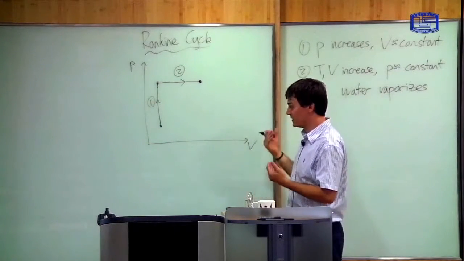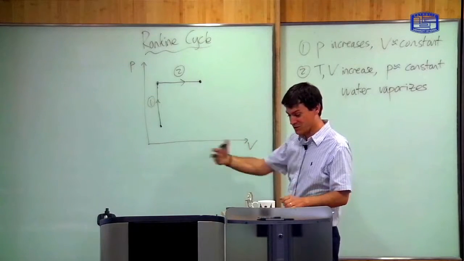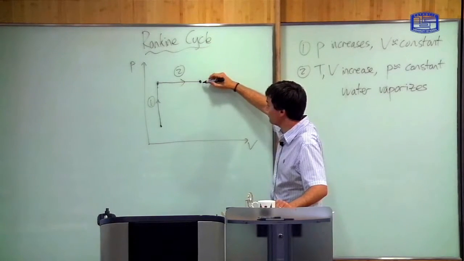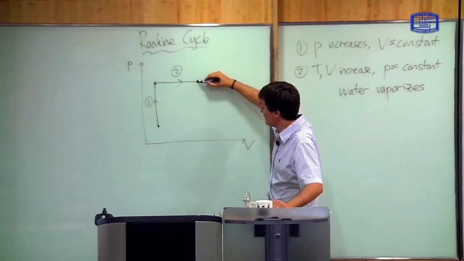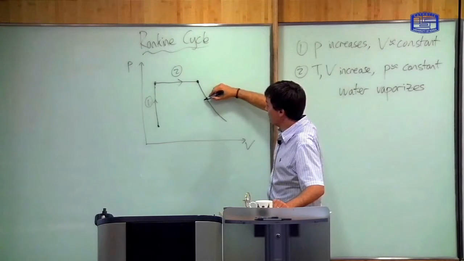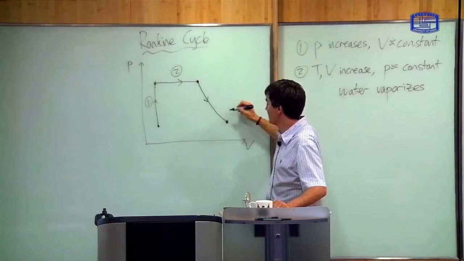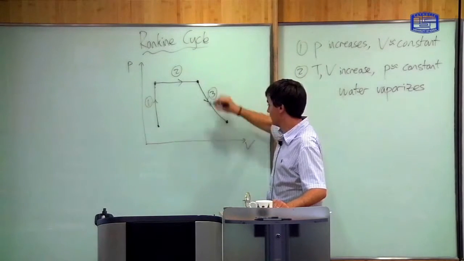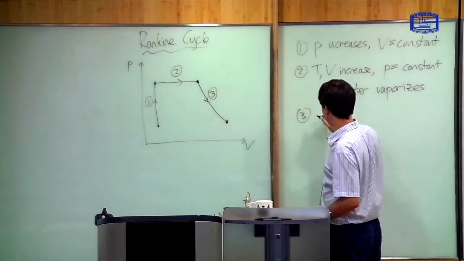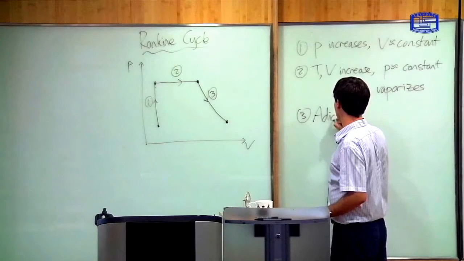Okay. In the next stage, it actually does work. And we should assume that this stage is quick when the steam is going through the turbine or the piston. So therefore, it does work without any transfer of heat. So we assume that the next stage is adiabatic. Okay. So stage 3, we assume, is an adiabatic expansion.